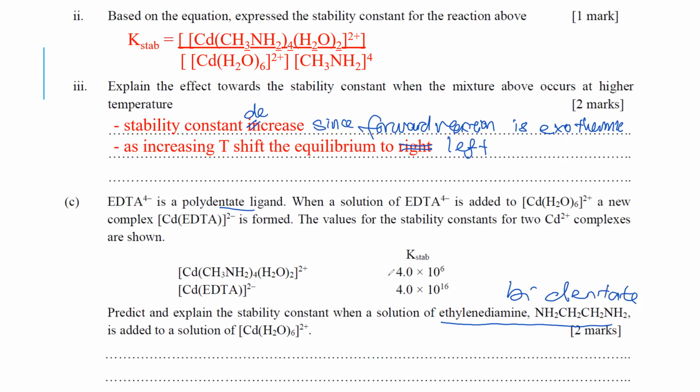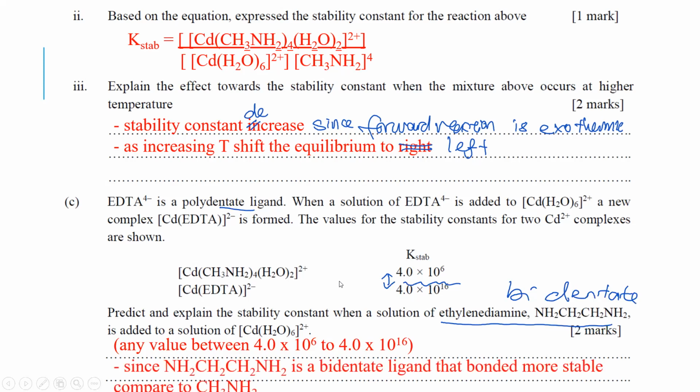So when it is a bidentate, the value of the stability constant should be in between these two. Okay, so you are able to form any value in between 4 x 10^6 to 4 x 10^16. So since NH2CH2CH2NH2 is a bidentate ligand, it is bonded to a more stable compound compared to methylamine in here. Okay, so this is how you are going to explain why the stability constant for ethylenediamine is going to be greater than that of CH3NH2 for [Cd(H2O)6]2+.